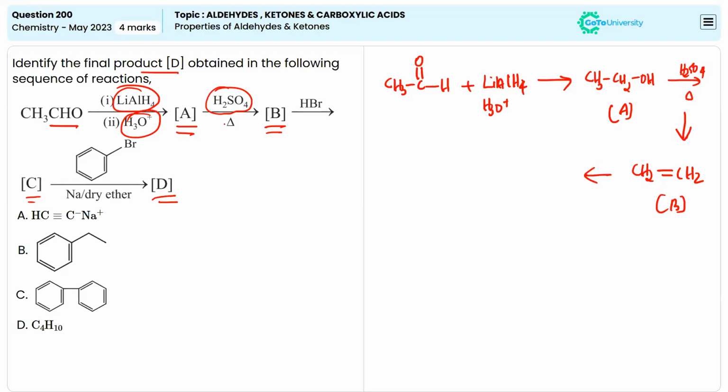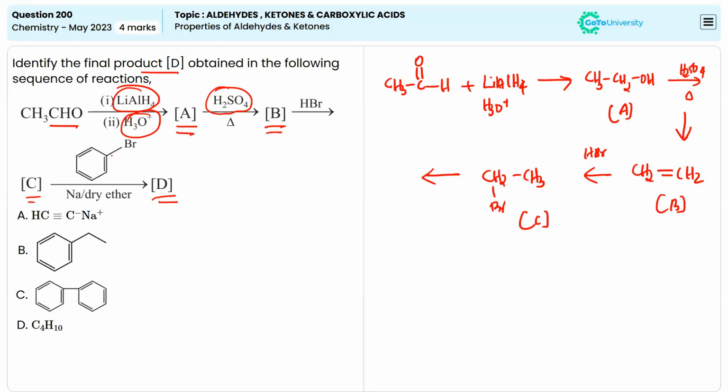Now this ethene reacts with hydrogen bromide and converts into C. When an alkene reacts with a hydrogen halide, the reaction is an addition reaction. One hydrogen moves to one carbon and bromine moves to the other carbon. So the product will be CH3CH2Br, bromoethane. That is the product C in the reaction.